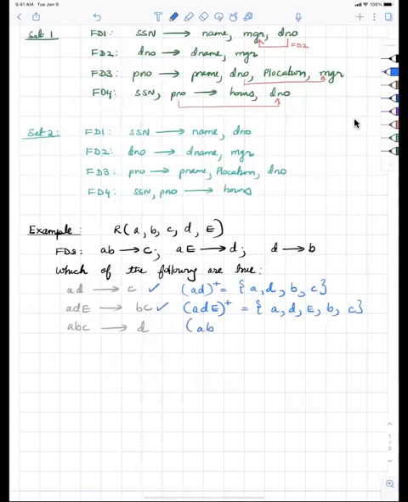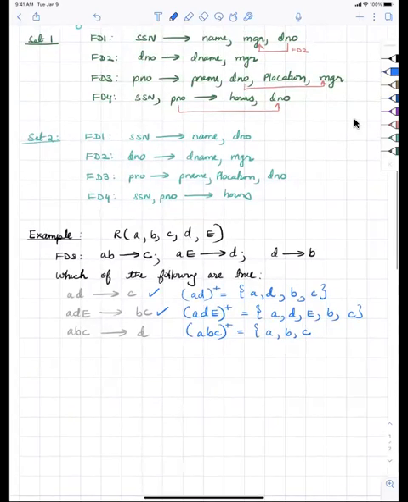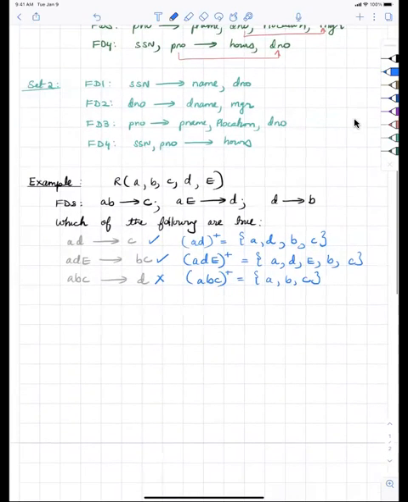And then you have ABC. The last one doesn't hold, because from ABC you can just get ABC. It doesn't determine anything else. So if you're given questions like this, that's how you find out. Let's try one more example.